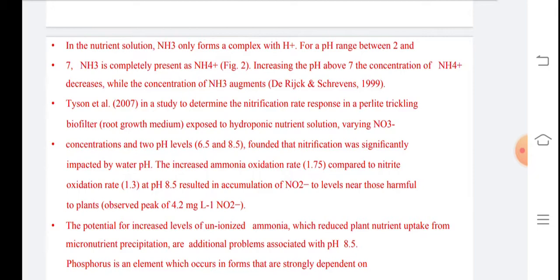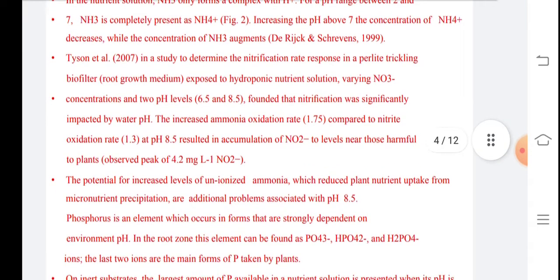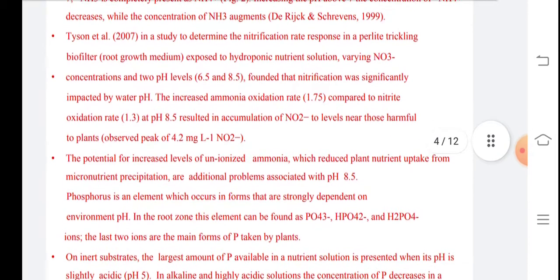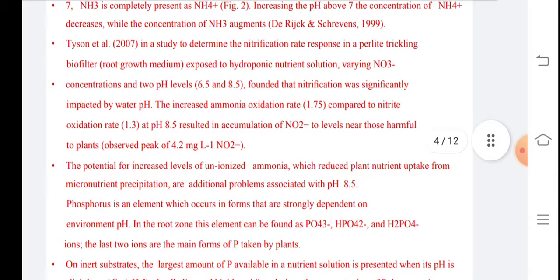The response was a perlite trickling biofilter, that is the root growth medium we are using. It is exposed to the hydroponic nutrient solution and varying NO3 concentration. At pH level 6.5 to 8.5, it was found that nitrification was significant. All experiments were done by the scientists here. Increased levels of unionized ammonia reduce the nutrient uptake of the plant, and micronutrient precipitation takes place. It is generally seen at pH 8.5.